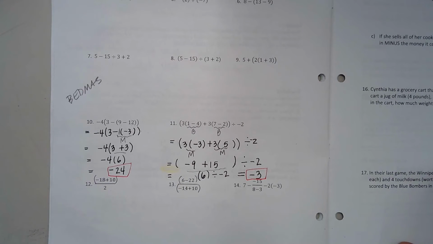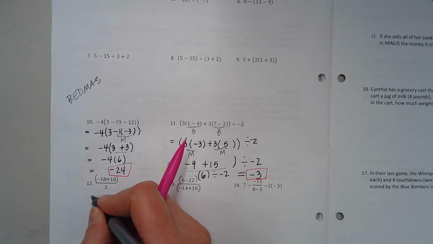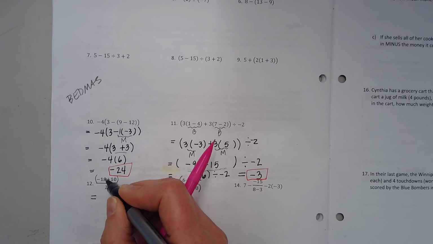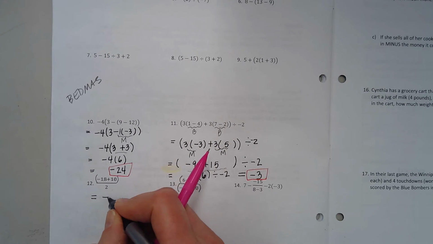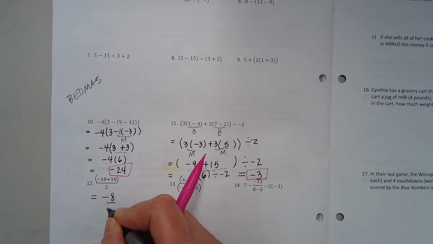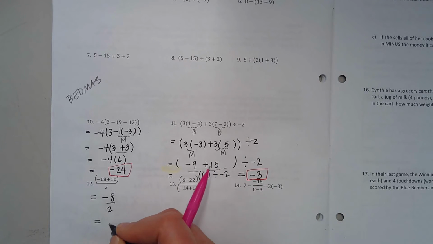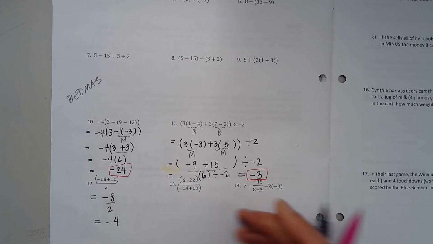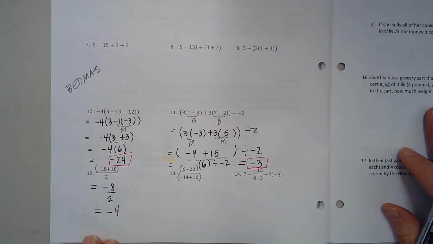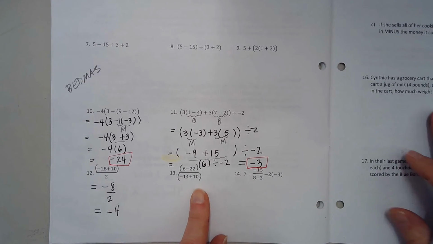And when you look at textbooks, they won't be in there, but it's implied there's brackets there. And what do brackets tell you to do? Do it first, right? So this one, it would be my -18, +10, that would be a -8. -4. And -8 divided by 2 becomes a -4. Right? Okay, try number 13.